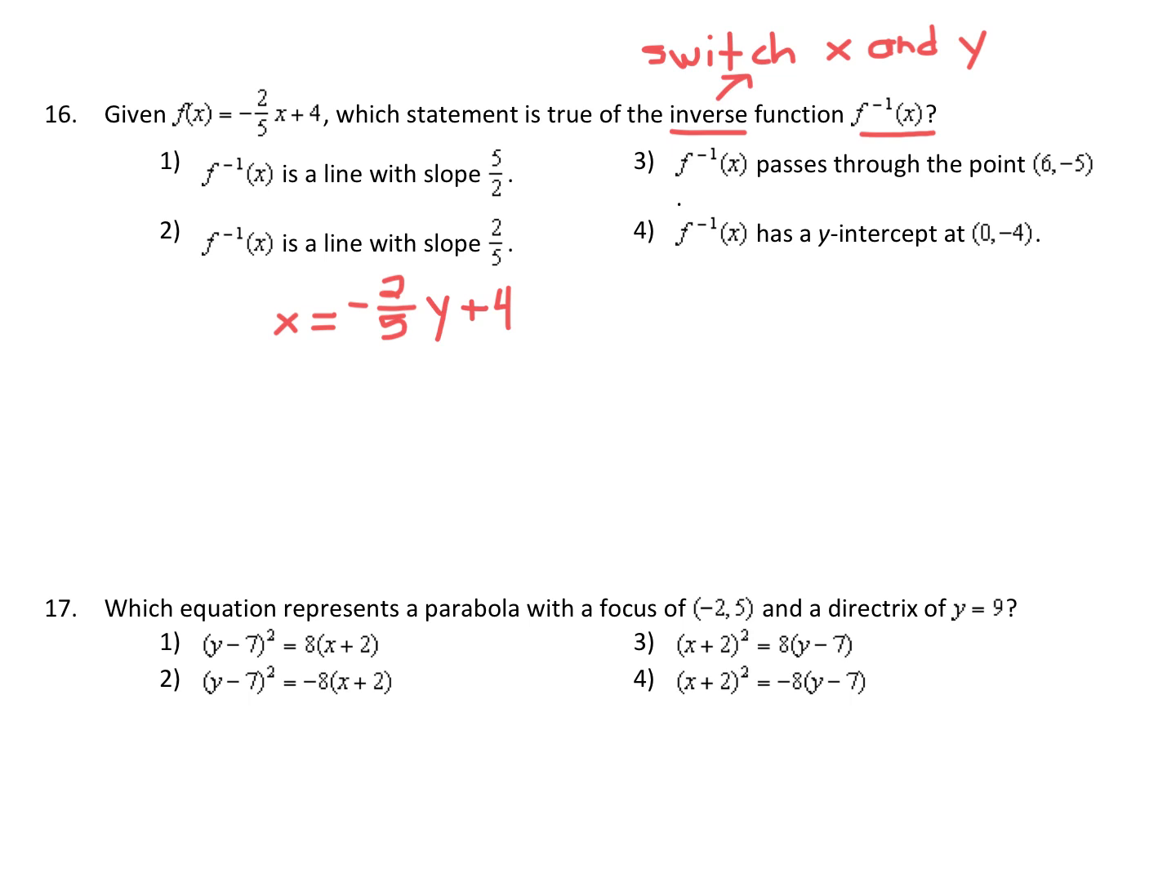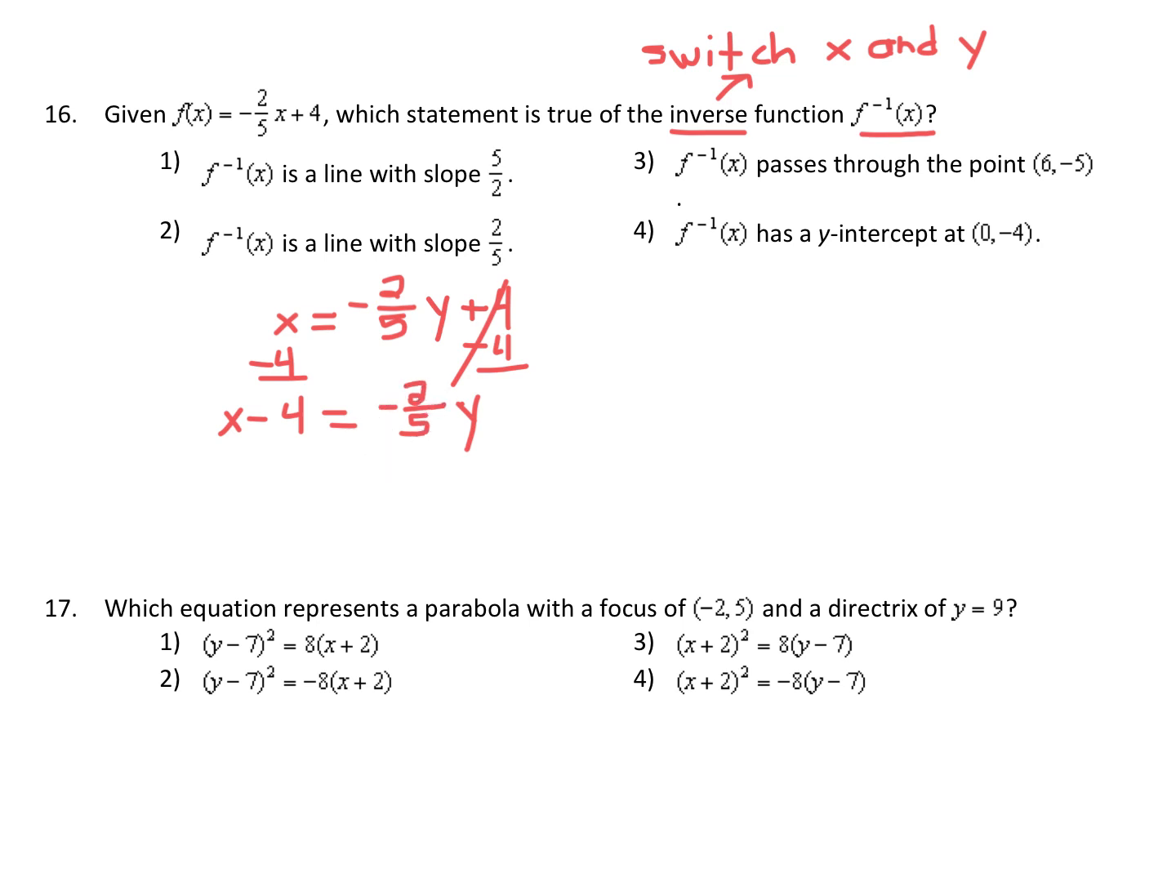All right, now all we want to do is solve this for y. So in order to do so, let's first get rid of this 4 by subtracting it from both sides of the equation. So that'll leave us with x minus 4 equals -2/5 y. And then finally, we just have to get rid of the -2/5 in front of the y, so we're just going to multiply by the reciprocal of this.